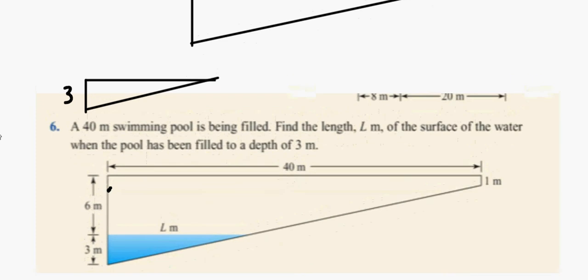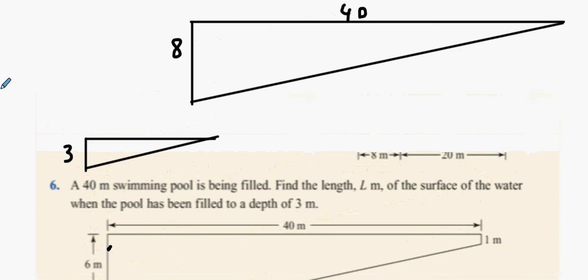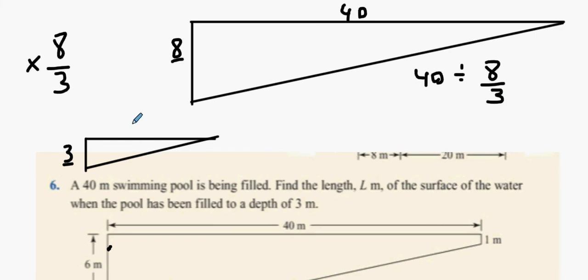Yeah. Well, we know that 8 corresponds to 3, so what does that mean? The big triangle is 8 over 3 times bigger than the small triangle. Therefore 40 needs to be divided by 8 over 3. So what's 40 divided by 8 over 3? So that means the length of L is 15. Is that cool with you? Yes? We don't have to prove they're similar triangles in any way.